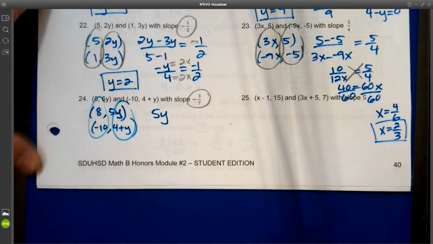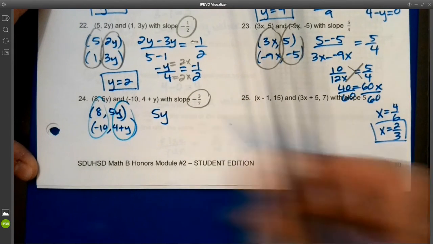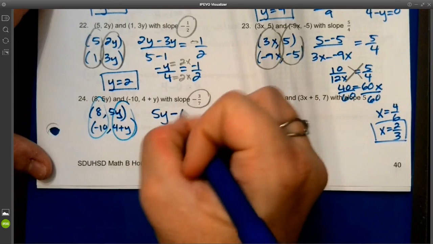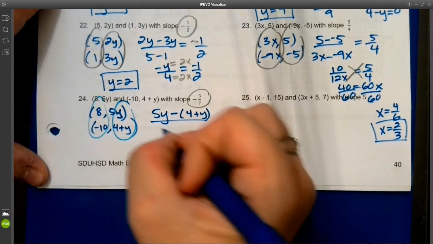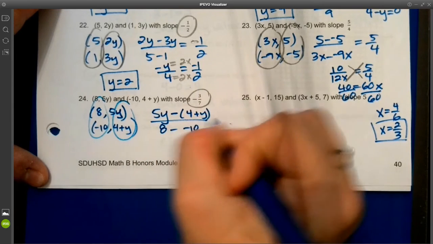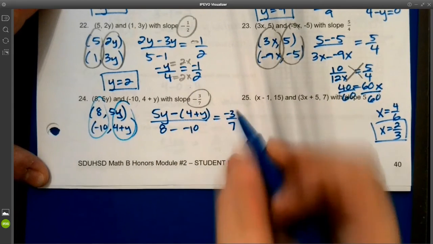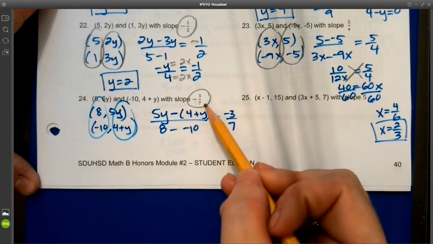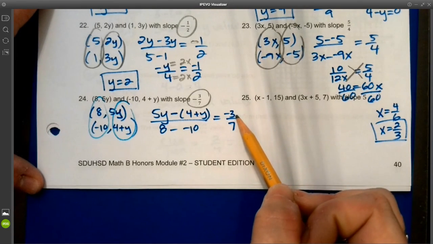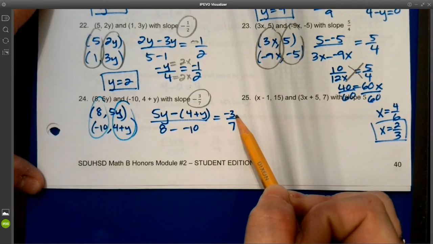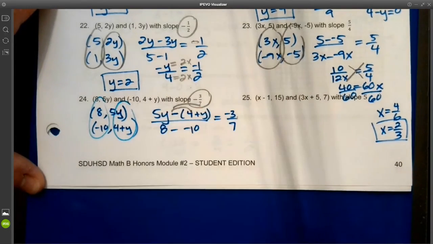I'm seeing something a little challenging here because I have to take 5y and subtract all of 4 plus y. I'm definitely using parentheses. And I've got 8 minus -10. I'm going to set that equal to -3/7. Again, suggestion. When you have a negative fraction, please super glue that negative to the top number. That's where you're most comfortable. This is an issue here.